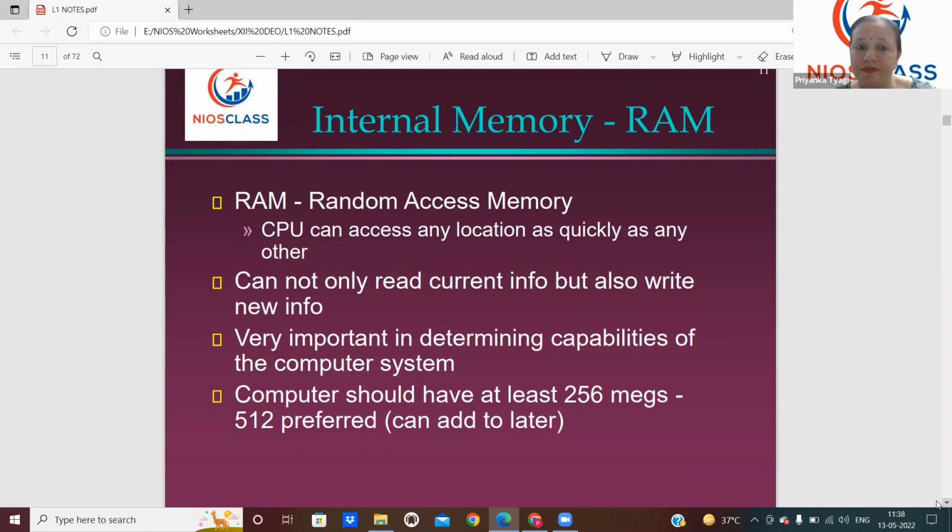Internal memory, RAM. RAM is what? Random access memory. Okay, RAM stands for random access memory. When the CPU is going to process the data, at that time it needs a memory to store the data on a temporary basis, okay, for the processing of the data. So at that time RAM is going to be used. Can it only read current info, or also write new info? Yes, it can. What is the actual nature of RAM? Actually, it is always storing the current information.